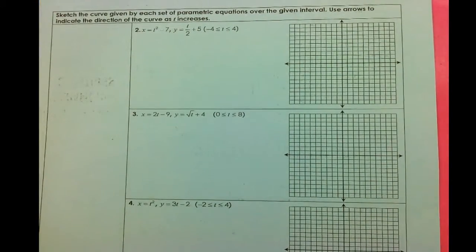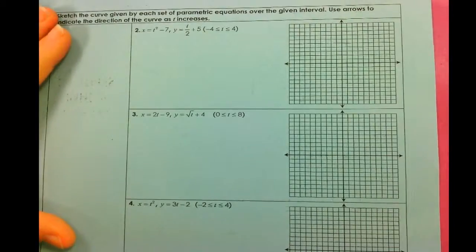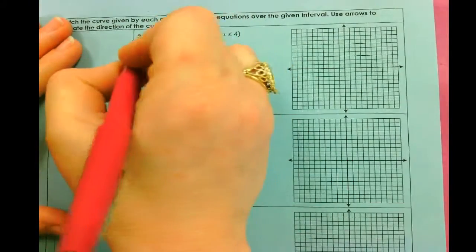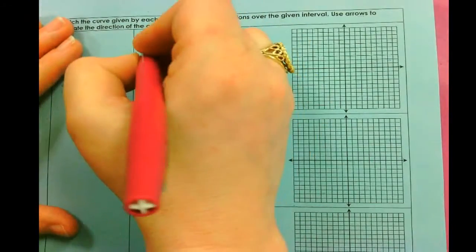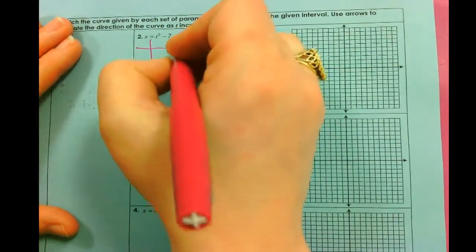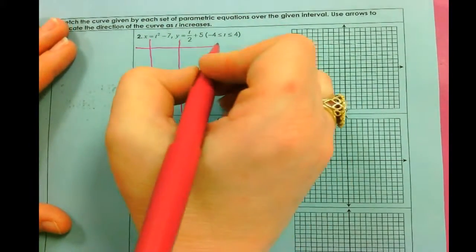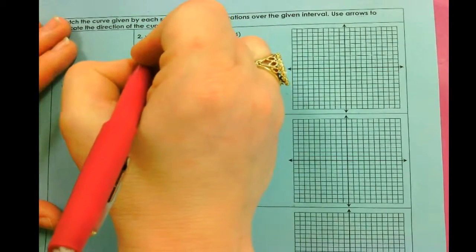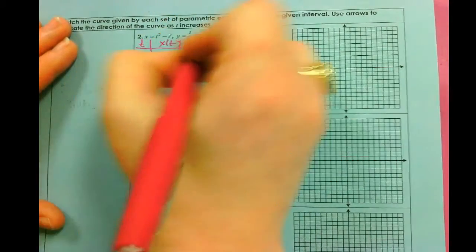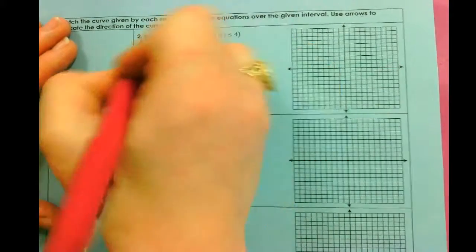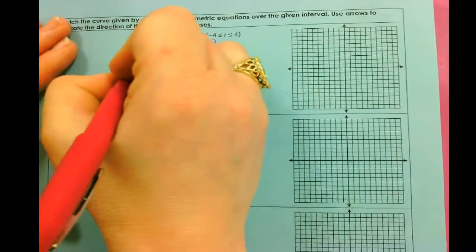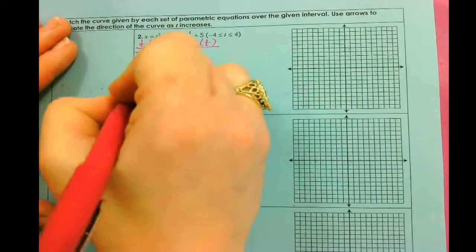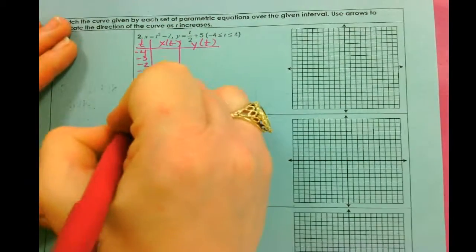Let's use the back of another one. All right. Let's look at number 2. All right, and on here I should have put little charts for you and I didn't, so we need to make a little t-chart. And this time, this is going from -4 to 4. So my t, my x of t, my y of t. So I've got -4, -3, -2, -1, 0, 1, 2, 3, 4.